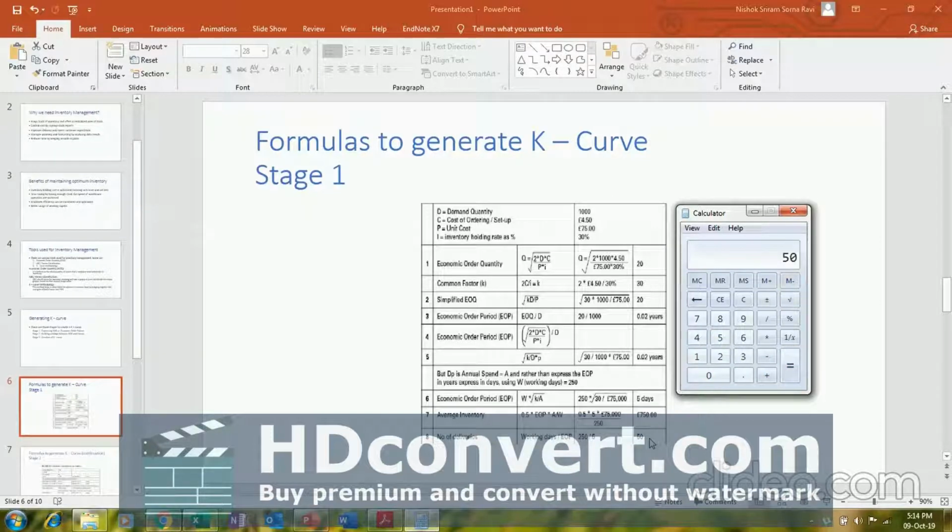For each delivery, we are placing 20 orders, which is the economic order quantity, multiplied by 50, which gives us 1000, which is nothing but the demand quantity we have found out, which is required. So the formula for finding EOP and number of deliveries is correct.